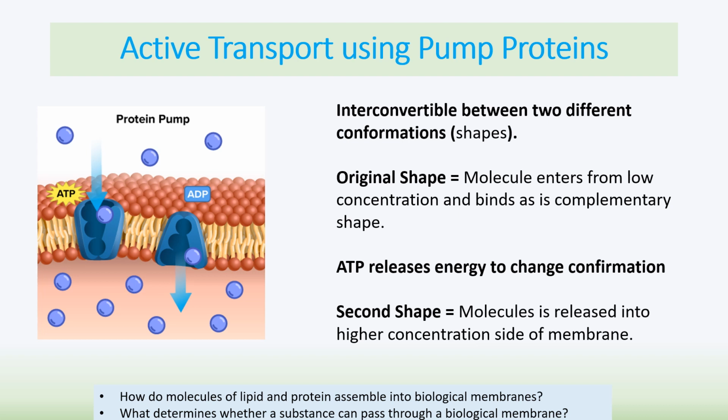Now the key thing about this is how does it work? Well, the protein pump basically moves from one shape, or conformation, to another. As you can see here, the molecule coming from the lower concentration to the higher concentration enters, and it has a specific shape which will fit into the carrier protein. The molecule enters from the low concentration and binds to the complementary shape. ATP is then used to release energy that changes that shape to a second conformational shape, which then releases that molecule into the higher concentration.